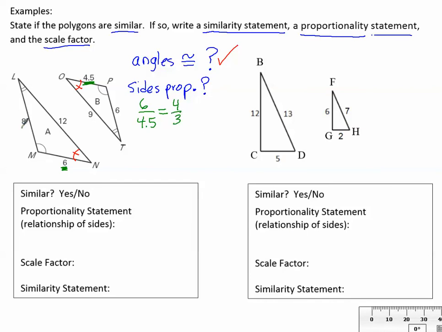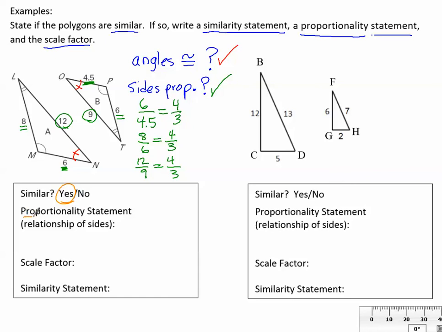Then I have the medium side over the medium side. 8 over 6 also simplifies to 4/3, and finally 12 over 9, the biggest sides, and that also simplifies to 4/3. So yep, the sides are proportional. So that means yes, we do have similar triangles.